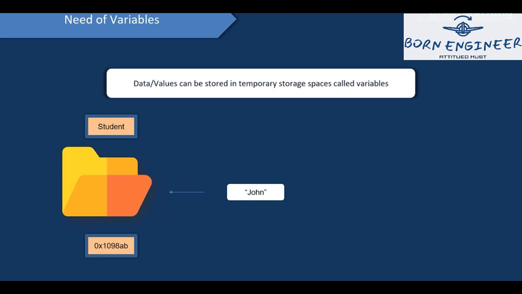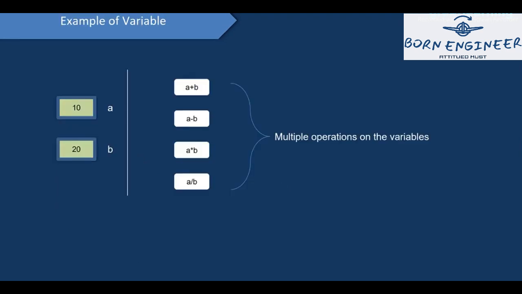Now, if you find it to be a bit complicated, don't worry. We'll go ahead and work with some real applications with respect to Python and understand how actually variables work. So for now, all that you have to keep in mind is variable is a temporary storage space. That's pretty much it. Now let's look at some examples of variables. So let's say you have two values. First value is 10 and you store it in a variable named a. And then the second value is 20 and then you store it in a variable named b.